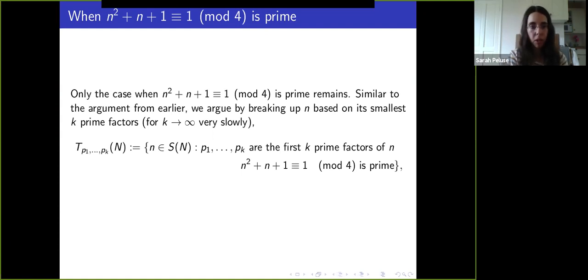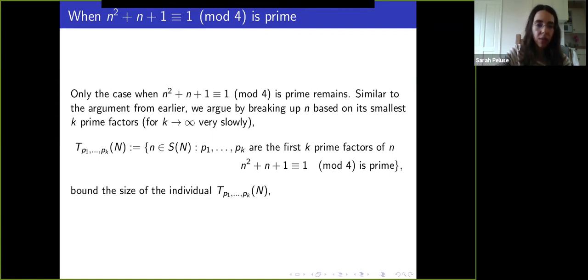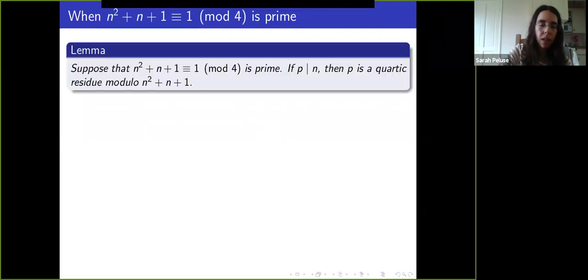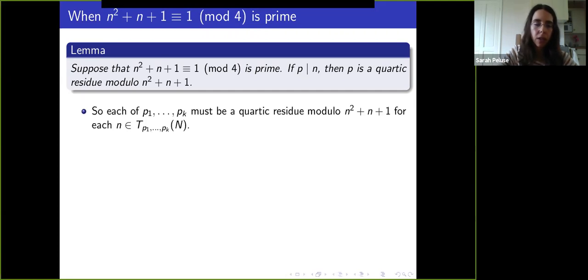So this is just n such that n squared plus n plus 1 is a prime that's 1 mod 4, and n is the order of a perfect difference set, and p1 up to pk are the first k prime factors of n. So then we're going to want to bound the size of these individually and then sum up over p1 up to pk. So how do we bound the size of these sets I call T? So recall the lemma from earlier in the talk that says that if n squared plus n plus 1 is a prime that's 1 mod 4, and if p is a prime dividing n, then p has to be a quartic residue modulo n squared plus n plus 1. So this just says that each of p1 up to pk must be a quartic residue modulo n squared plus n plus 1 for each of the n in this set T.